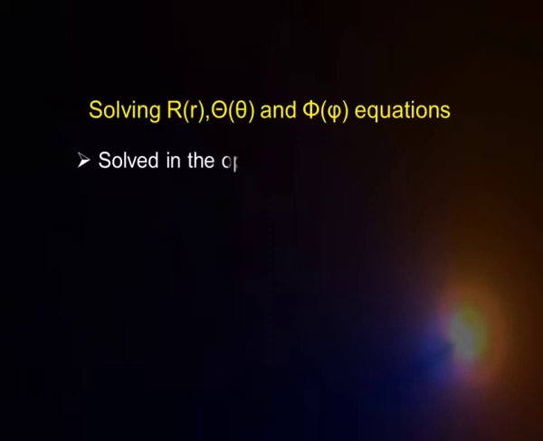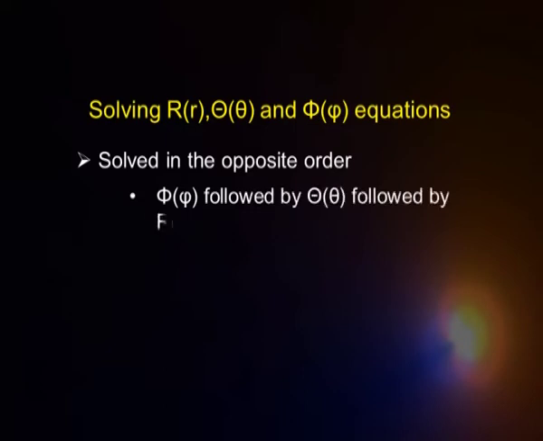Okay, let's make a beginning. When we try to solve these equations, from a mathematical convenience point of view, because these three equations are interrelated, though they are separate equations, one depending on r only, one on theta, one on phi, what we do is solve the phi equation first, the simplest one. Thereafter, we go on to the theta equation and then to the r equation towards the end.